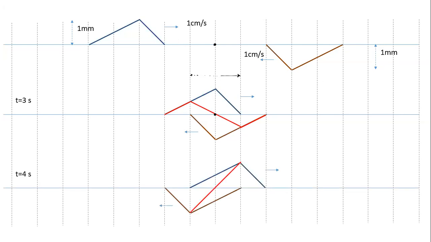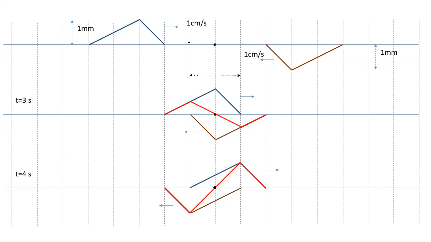Similarly, if we do it at t equal to 4 seconds, we again find this particular point always remains at rest. This is the important thing, and we will observe something similar in the case of standing wave also. When two waves travel in the opposite direction with the same velocity, same angular frequency and same amplitude, with the same shape, there are certain points in the medium which always remain at rest.